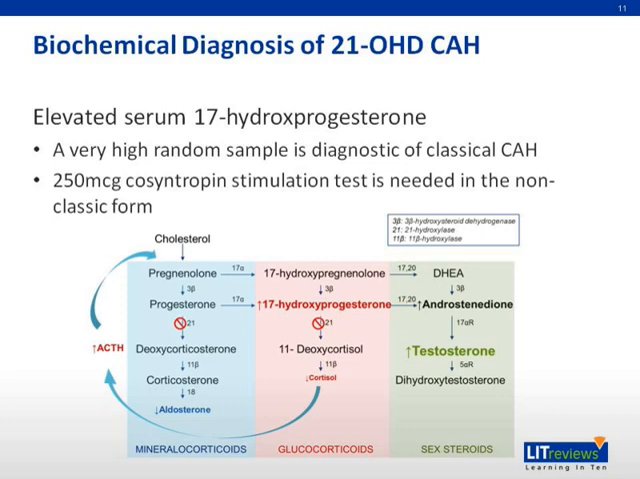The biochemical diagnosis of 21-hydroxylase deficiency CAH is based on finding elevated levels of the steroid precursor directly proximal to the 21-hydroxylase block. Therefore, a very high random sample of 17-hydroxyprogesterone is diagnostic of classical CAH. These levels may, however, not be elevated in the non-classic form, but may only rise after stimulation with synthetic ACTH.